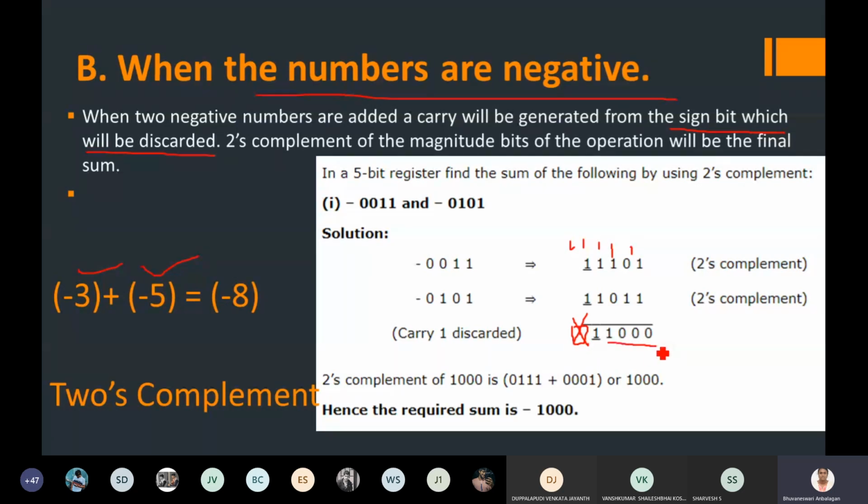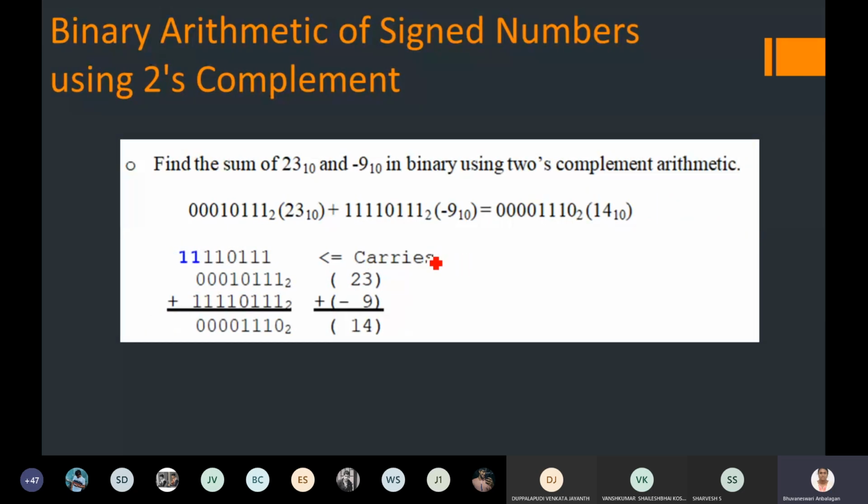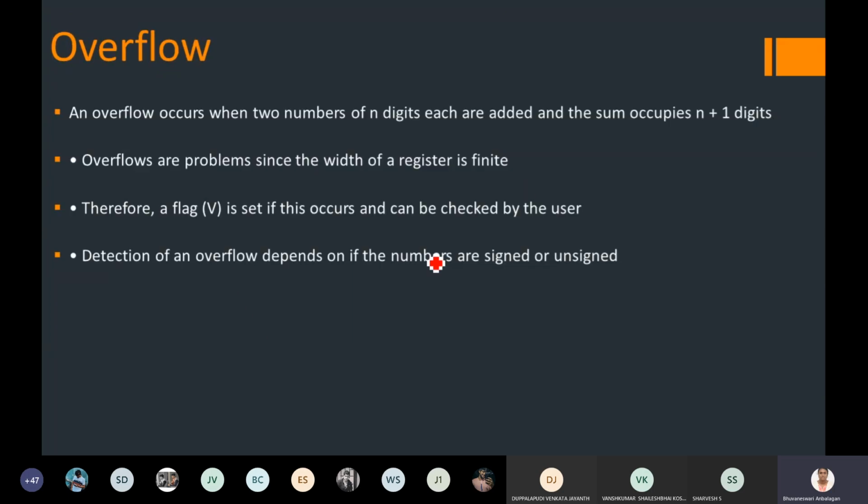This is going to be the number which you are going to take. So you just take the 2's complement of the number. Again, you are going to get the value, and the result is going to be minus 1, 0, 0, 0. Okay, so you can do this for negative numbers also, for addition of negative numbers. They have given another example over here, binary arithmetic for signed numbers using 2's complement.